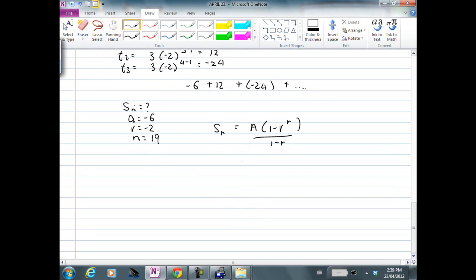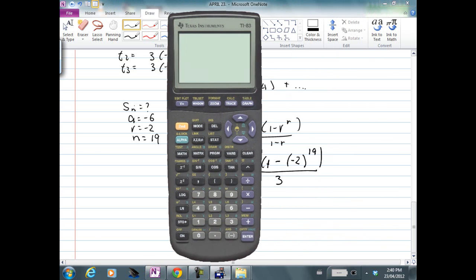You have negative 6 times 1 minus... Be careful with this. This is where students will make errors. Make sure you have brackets. Negative 2 to the power of 19. Notice I'm using the brackets around negative 2. Over 3. So I will plug it in your calculator right now.